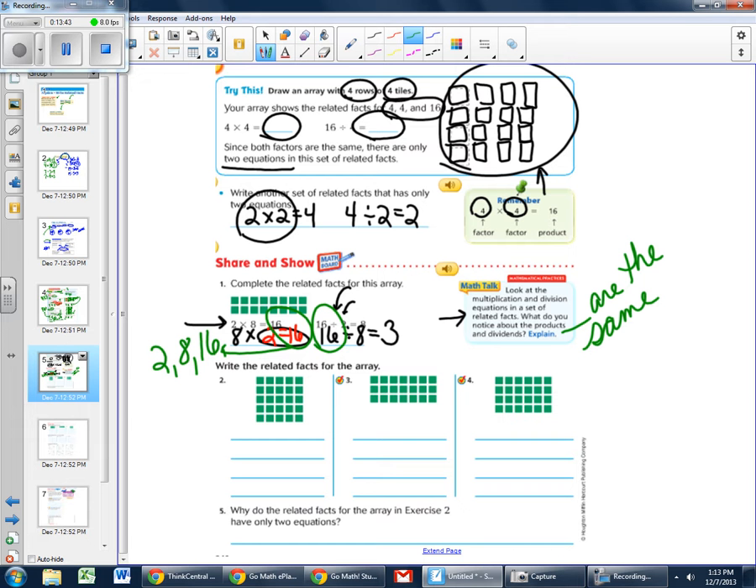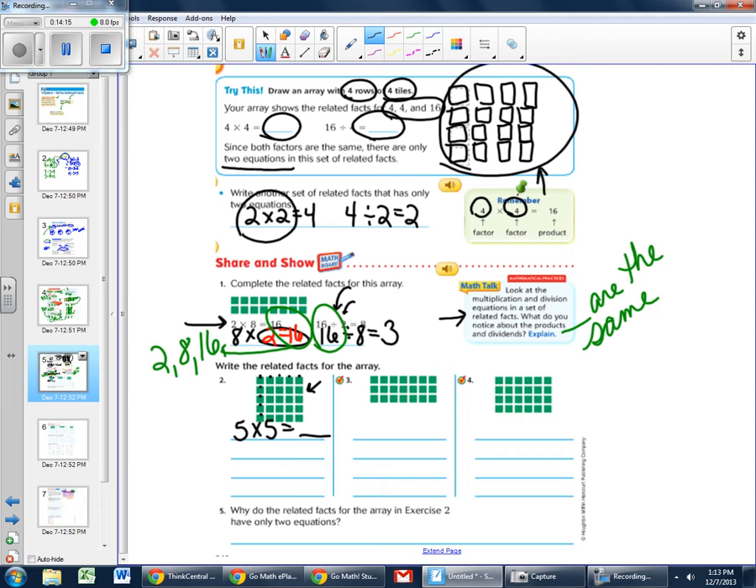I'm going to go ahead and do number 2 with you. Write the related facts for the array. First, you need to count and decide how much is in the array. So I have 1, 2, 3, 4, 5. 5 rows times how many columns? 1, 2, 3, 4, 5. Now I need to figure out 5 times 5. If you don't know that fact right off the top of your head, all you're going to do is count all of these tiles. Okay? So that's going to be your answer.